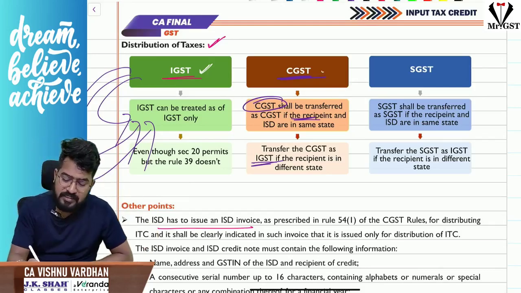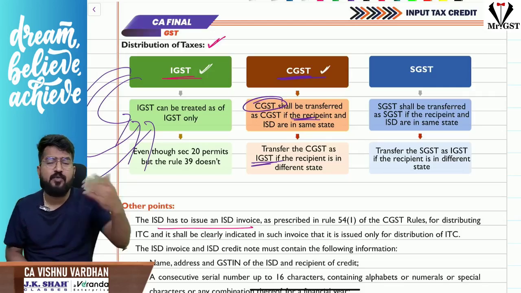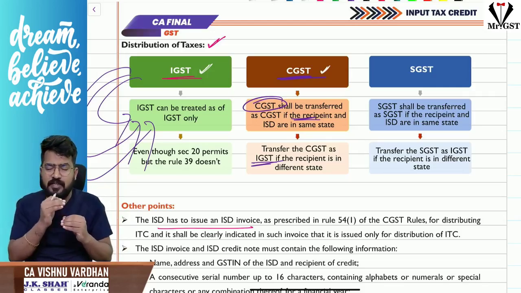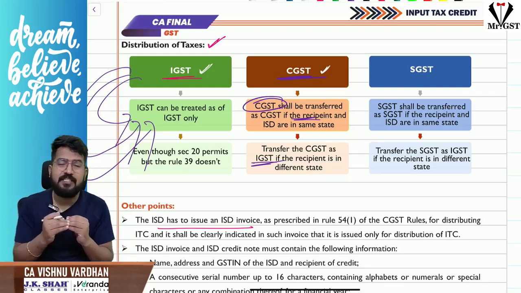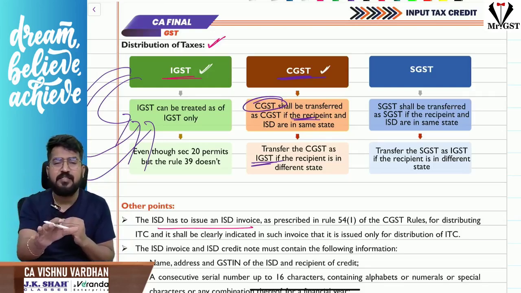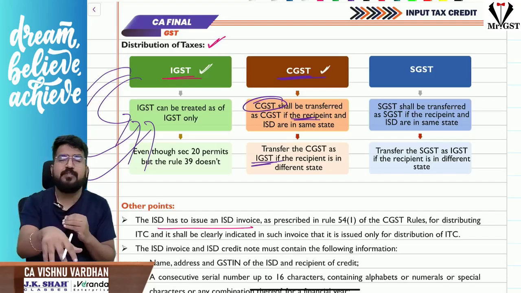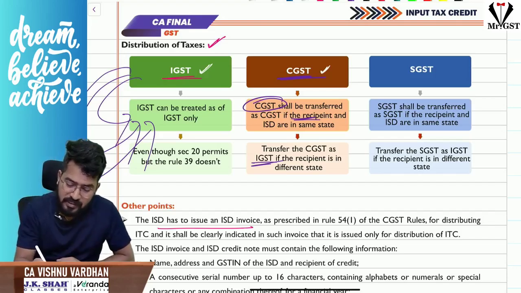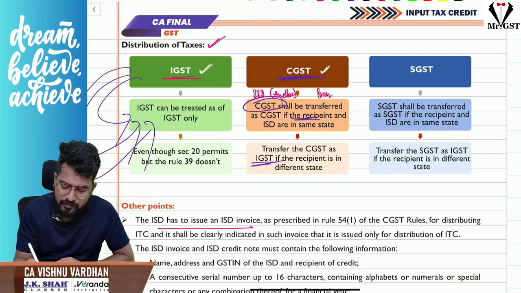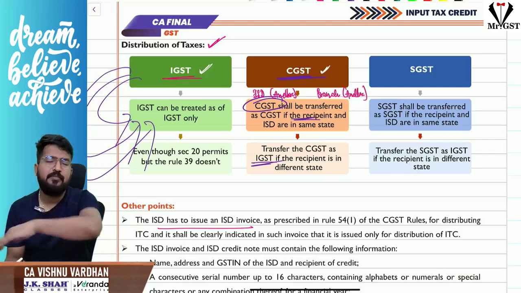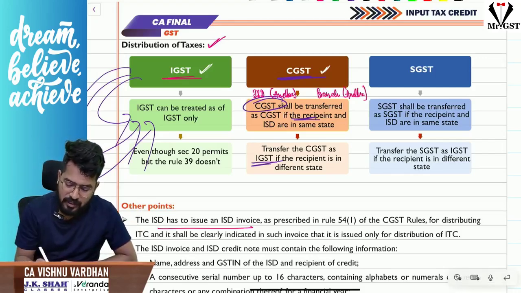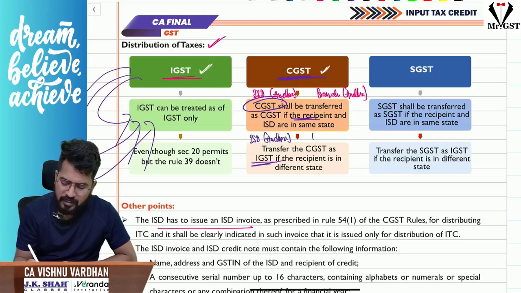Sir, we have CGST credit. ISD is having CGST credit. How will they transfer? If the input service distributor is having CGST credit, that can be transferred as CGST if that other branch is also in the same state as the ISD. For example, sir, ISD is in Andhra Pradesh, branch is also in Andhra, then CGST credit can be distributed as CGST credit. No, sir, ISD is in Andhra, but branch is in Tamil Nadu.